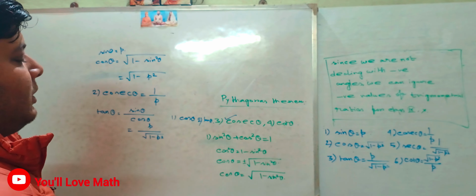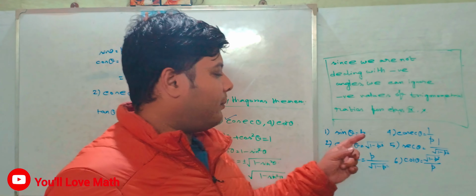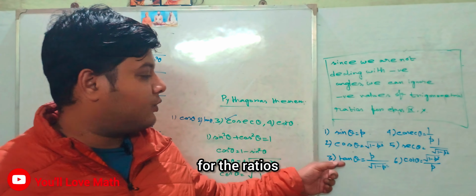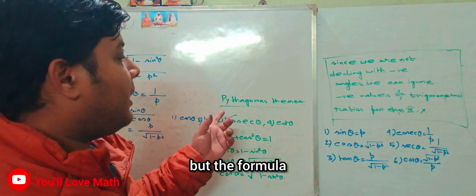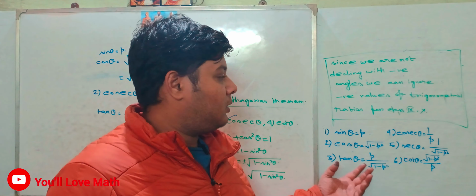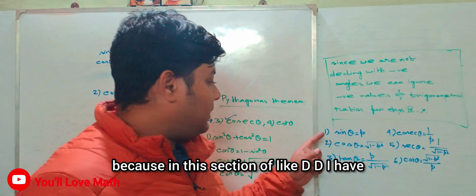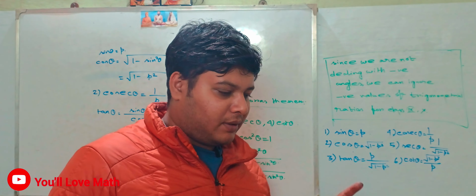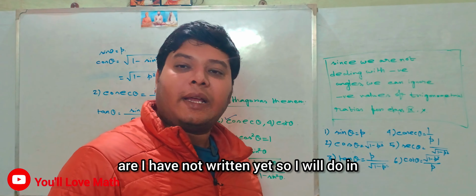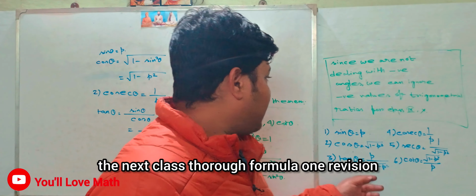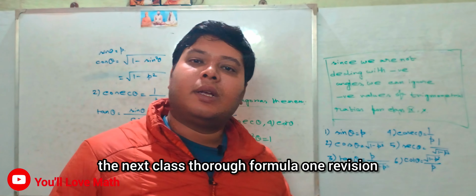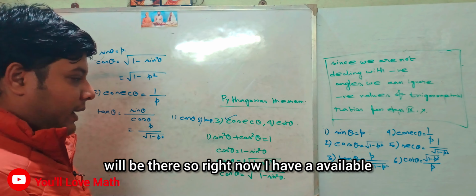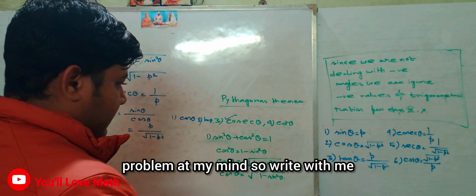So the basic theoretical part is completed for the basic trigonometrical ratios, but the formulas are still remaining, because in this section of D, D I have erased, but D 5, 6, 7 formulas I have not written yet. So I will do a thorough formula revision in the next class. Then we will start solving problems. Good problems will be there. Right now I have an available problem in my mind.